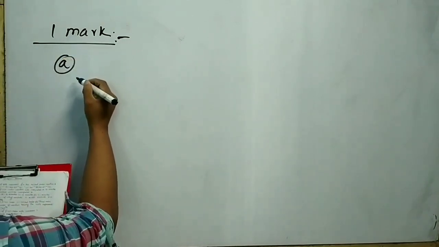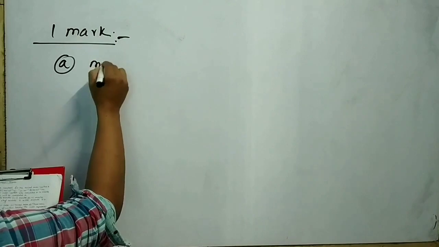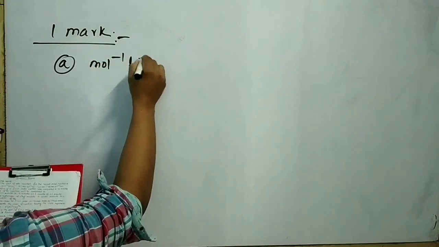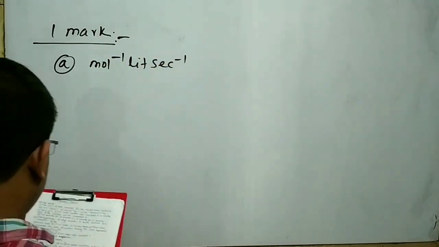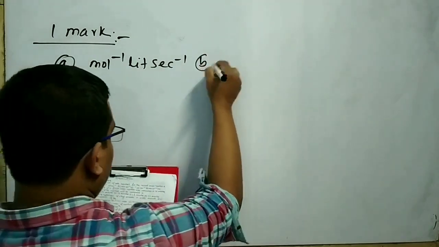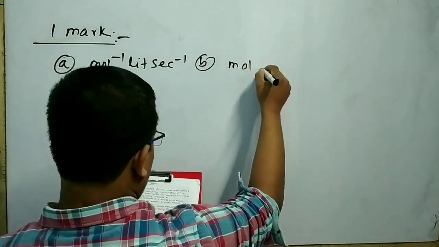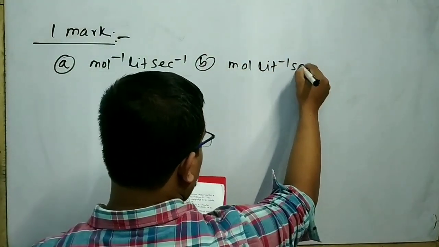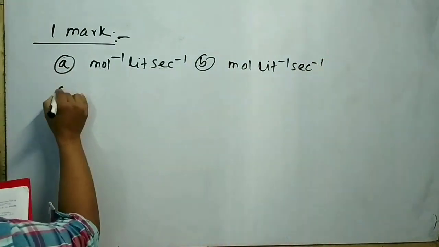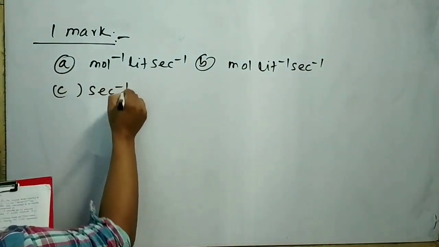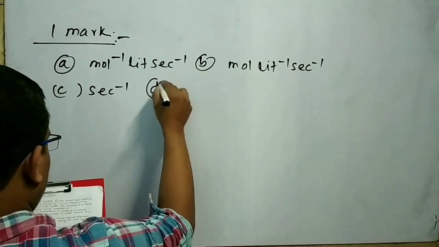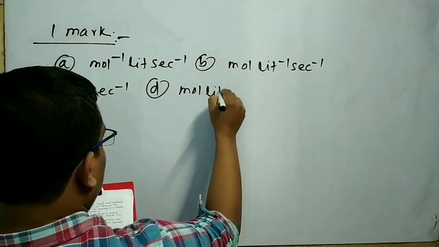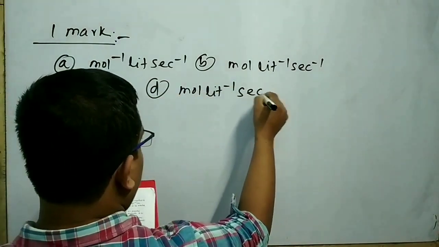First option is mole inverse liter into second inverse. Second option is mole into liter inverse into second inverse. Third option is second inverse. Fourth option is mole into liter inverse second.